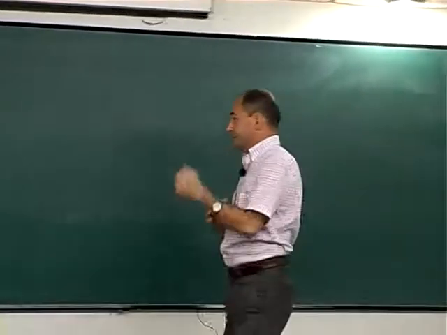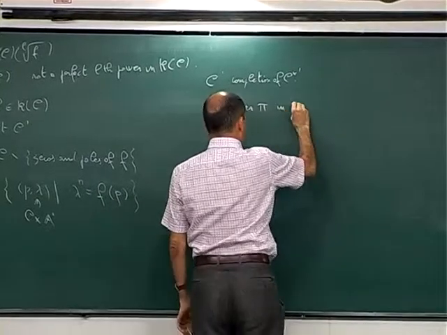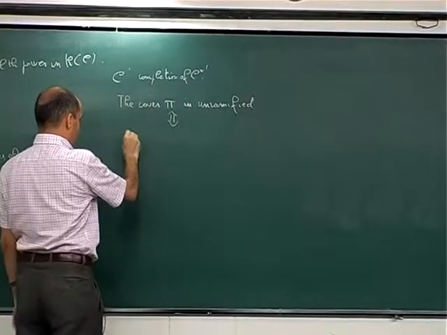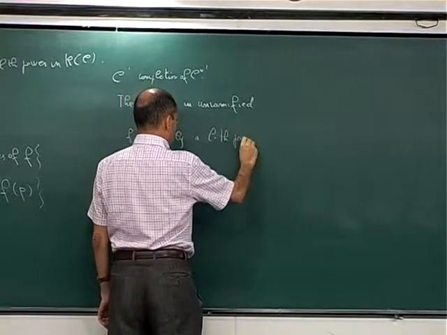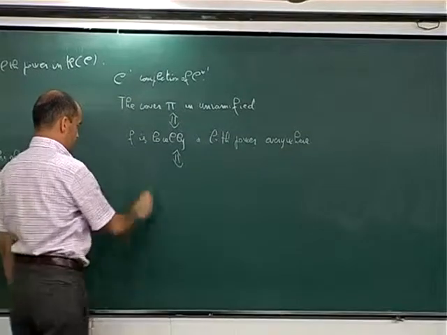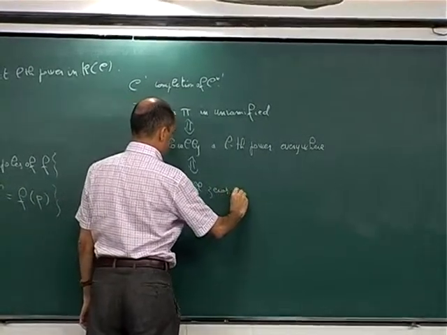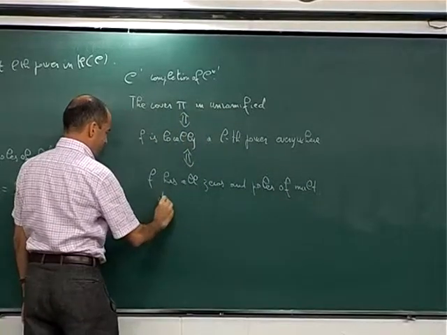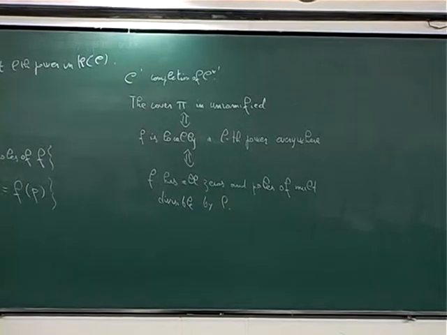Now the cover phi is unramified if and only if f is locally an L-th power everywhere, which is equivalent to saying that f has all zeros and poles of multiplicity divisible by L.